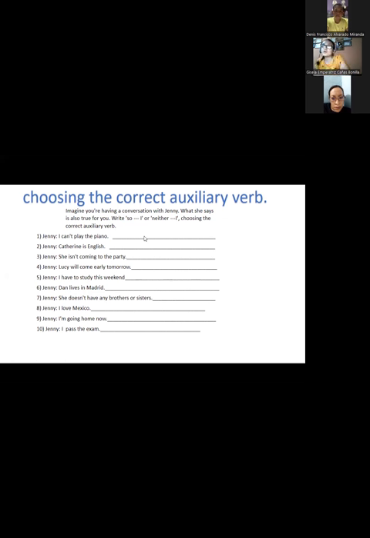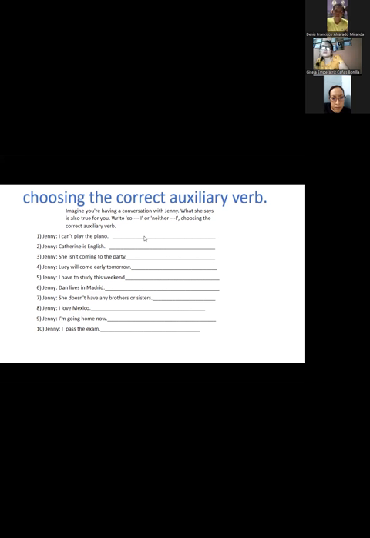Imagine you're having a conversation with Jenny. What she's saying is also true for you. Right. So I or neither I. Choosing the correct auxiliary verb.